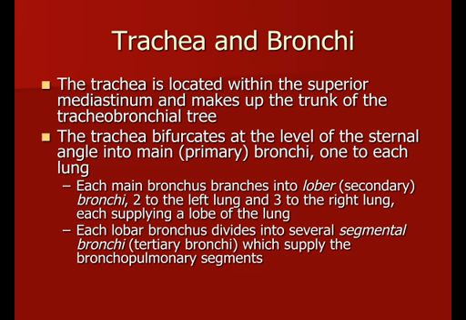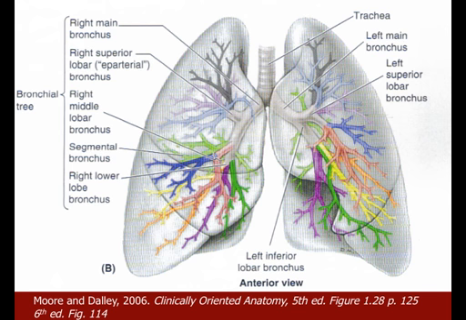The trachea is located within the superior mediastinum and makes up the trunk of the tracheobronchial tree. The trachea bifurcates, or splits, at the level of the sternal angle into main bronchi, one to each lung. Each main bronchus branches into lobar, secondary bronchi, 2 to the left and 3 to the right, because the right has 3 lobes and the left has 2, each supplying a lobe of the lung. Each lobar bronchus then divides into several segmental bronchi, which supply the bronchopulmonary segments.